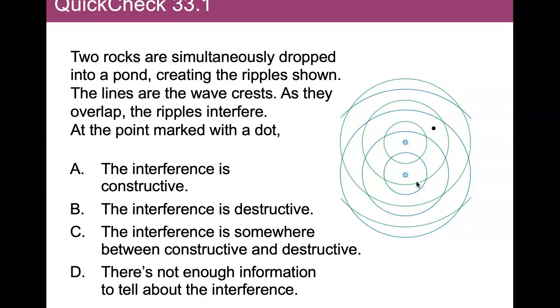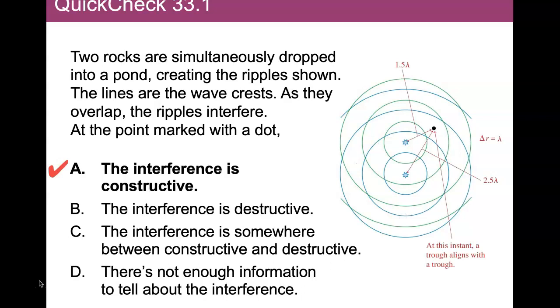Alright, so the black dot, as you can see, is 1.5 wavelengths from the top source, and 2.5 wavelengths from the bottom source. So the delta R is just lambda, and that's constructive interference. The phase difference is 2 pi. So A is the correct answer because of this difference in distances to the two sources, which gives rise to a phase difference of 2 pi.